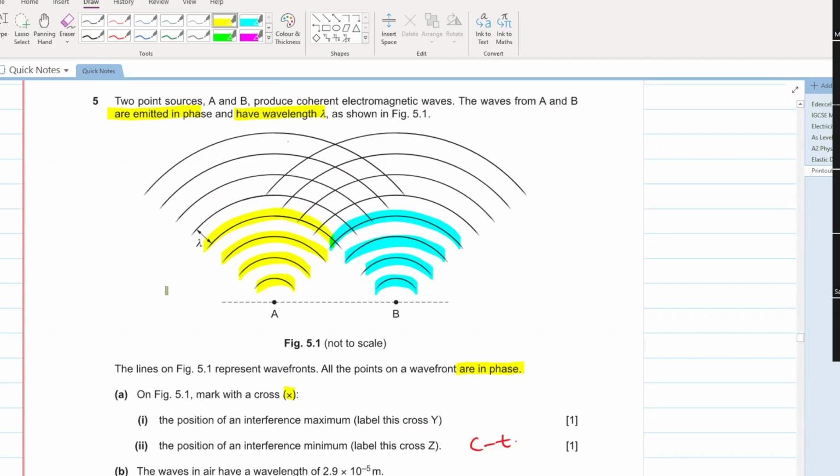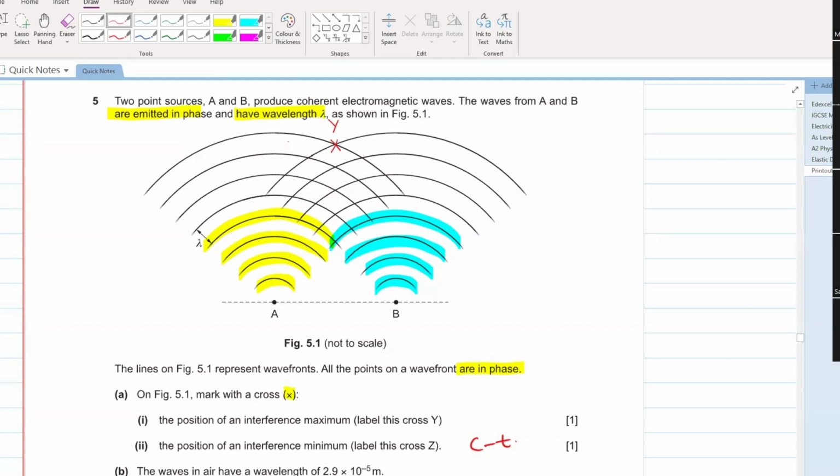Perfect. The point where the two crests combine, that is, this crest and this crest, will give rise to what? Will give rise to intensity maximum. So this is your intensity maximum. You can label this as Y.